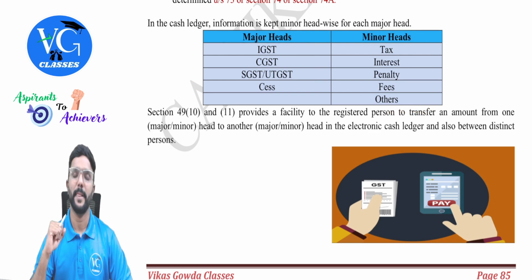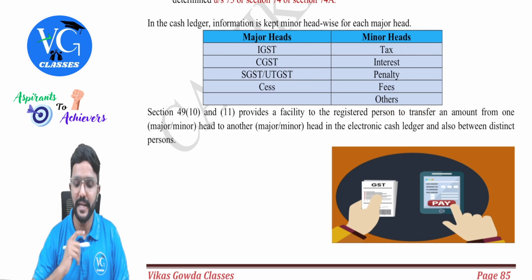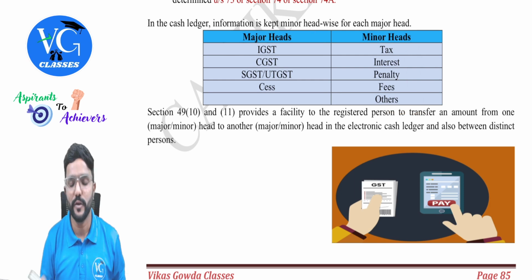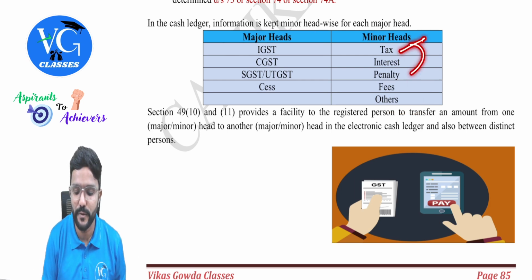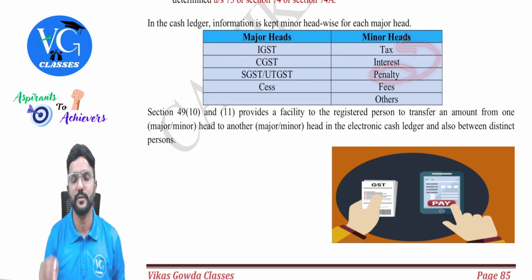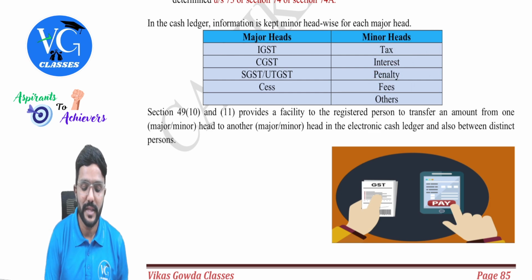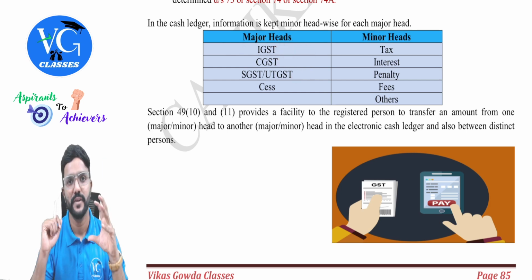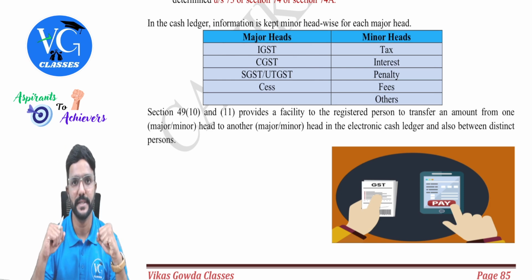Got it? Yes. Sir, now I have some balance in a particular major head or under any minor head. Can I use it to pay any other amount? For example, the amount in tax, can I use it to pay penalty? Or the amount in penalty, can I use it to pay tax? No. Same way, sir, the amount under the major head IGST, can I use it to pay SGST or CGST? No, you cannot. First, you have to transfer the balance.